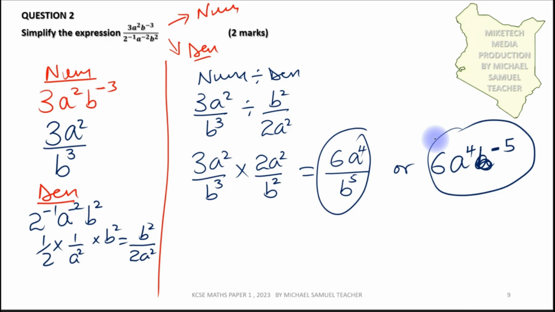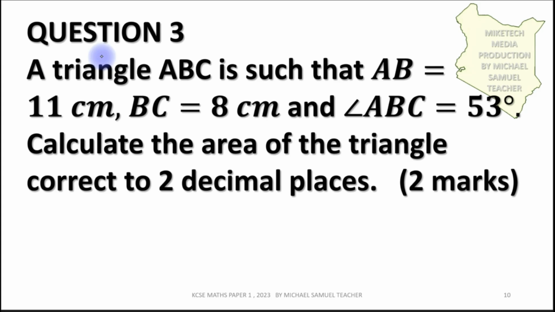Then we move on to question 3. A triangle ABC is such that AB is equal to 11 centimeters, BC is equal to 8 centimeters, and angle ABC is equal to 53 degrees. Calculate the area of the triangle correct to 2 decimal places.